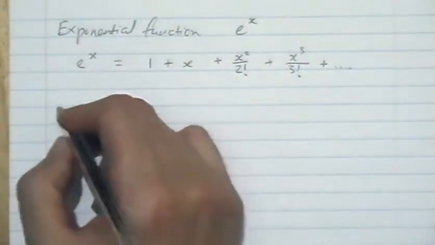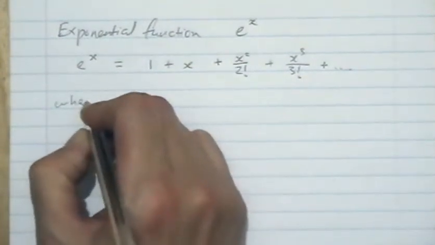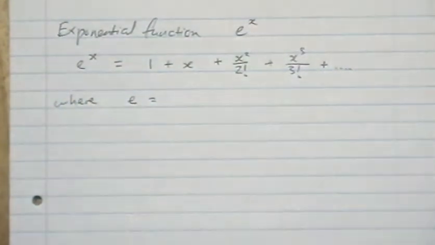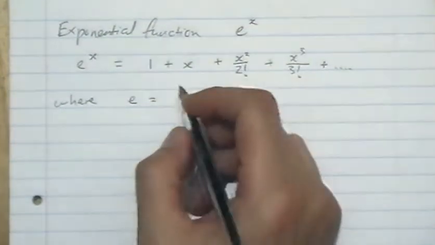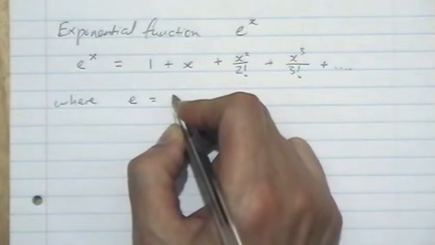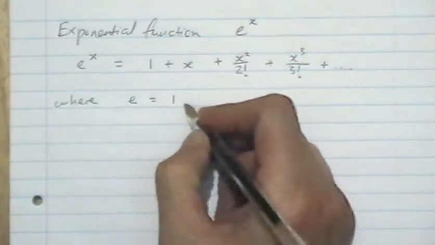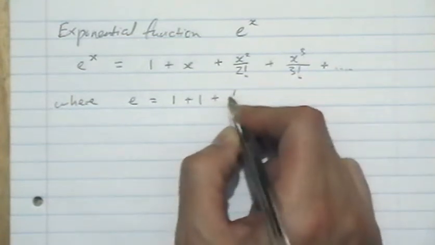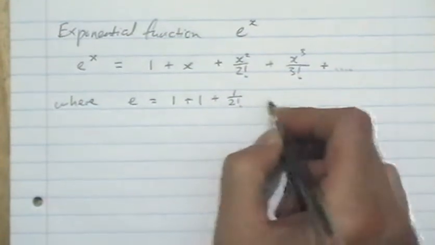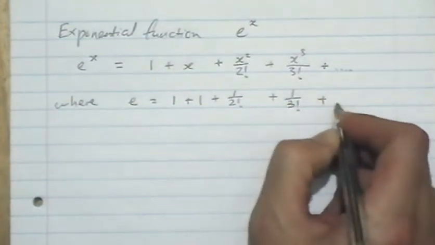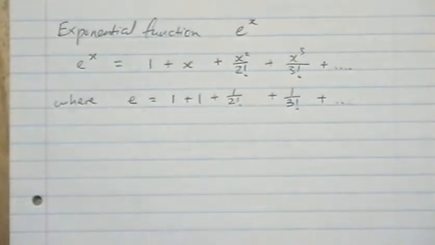And where e itself is a number that is defined by this series: 1 plus 1 plus 1 over 2 factorial plus 1 over 3 factorial and so on, and it carries on until infinity.